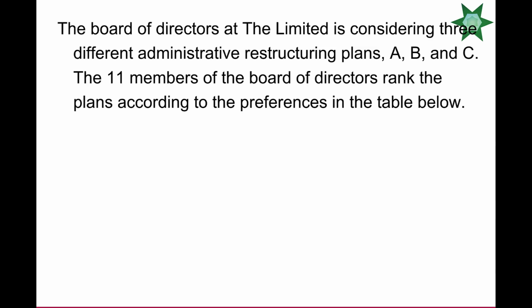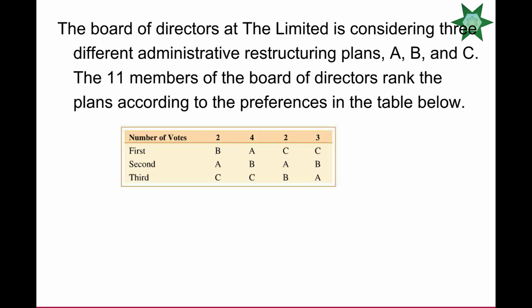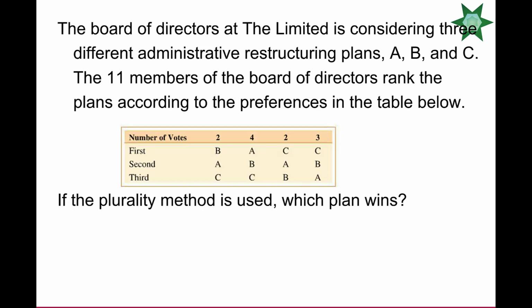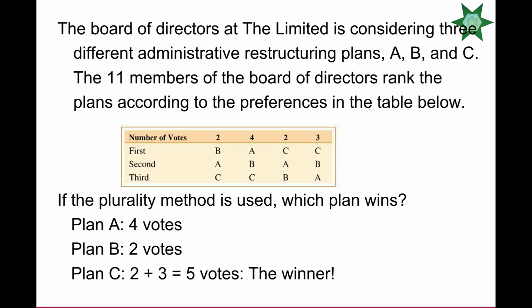The Board of Directors at the Limited is considering 3 different administrative restructuring plans, A, B, and C. The 11 members of the Board of Directors rank the plans according to the preferences shown in the table below. If the plurality method is used, which plan wins? So if we look at the first choice votes, Plan A has 4, Plan B has 2, and Plan C has 5, so that would be the winner.